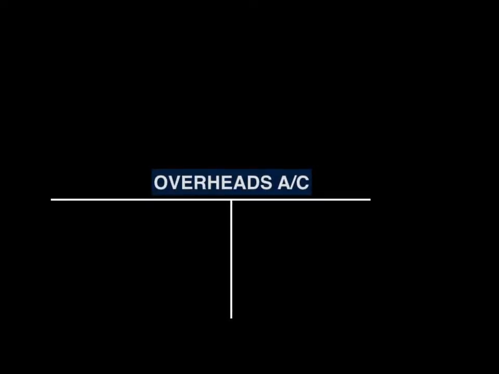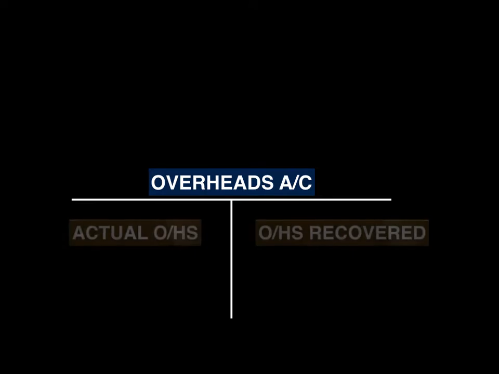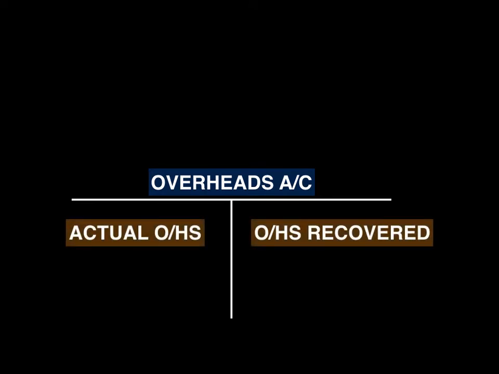But later on, when the bill came, we used to find the actual overheads. So we used to find a difference between the actual overheads and the overheads absorbed. So basically, if I make the overheads account now, it used to look something like this: actual overheads on the debit side and the overheads absorbed, or the overheads recovered, on the credit side.